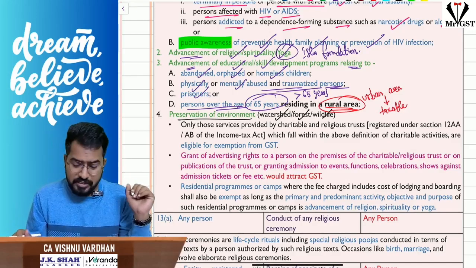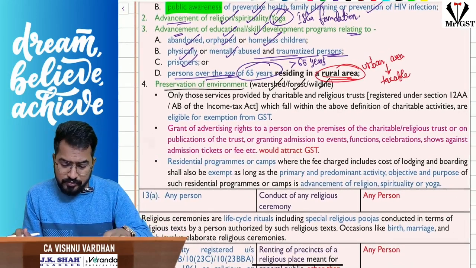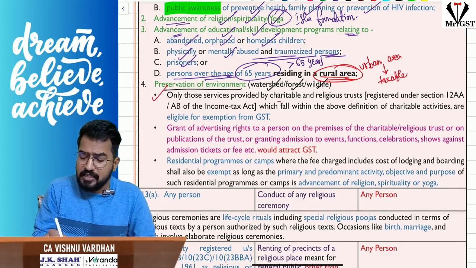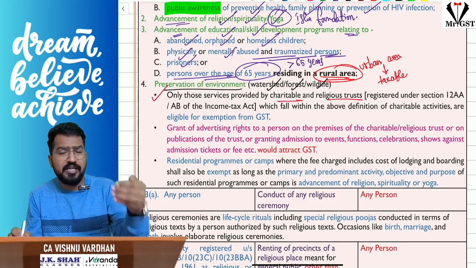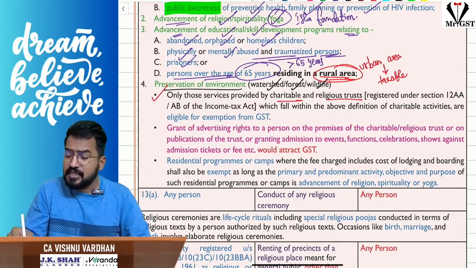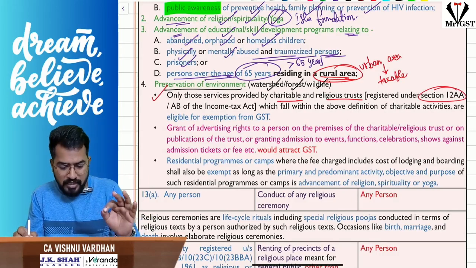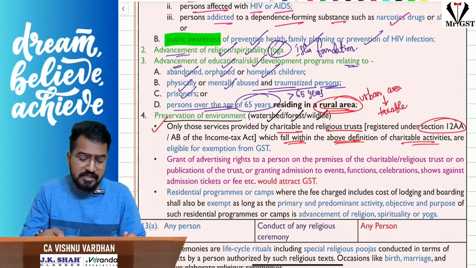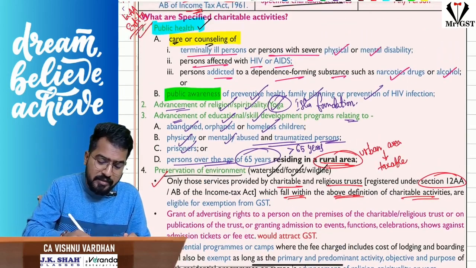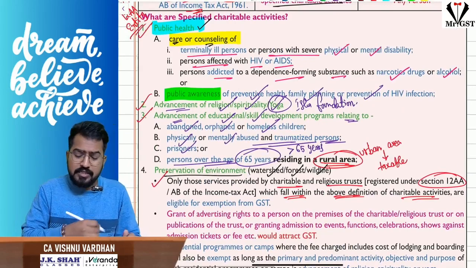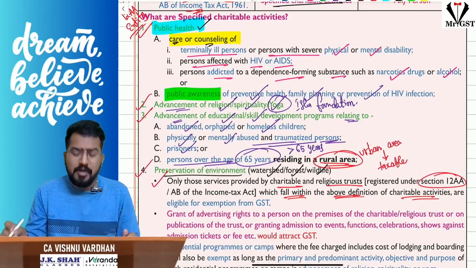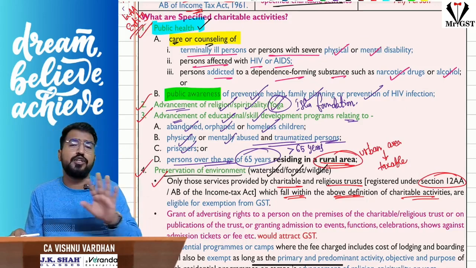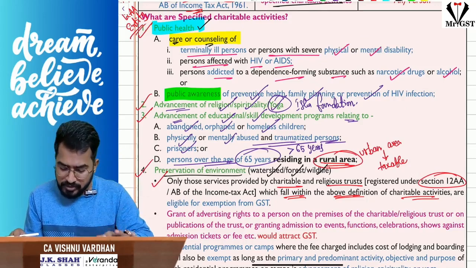and taking care of all these things, then it is very much exempt under GST. Okay. And one more thing we have to be careful about: when these charitable institutions or religious trusts are providing the services, they should be registered under section 12A, and whatever falls within the above definition of charitable activities, that is public health, advancement of religion, spirituality, yoga, skill development or educational programs, or preservation of environment, these things only, if they are providing, that is exempt under GST, not anything else.